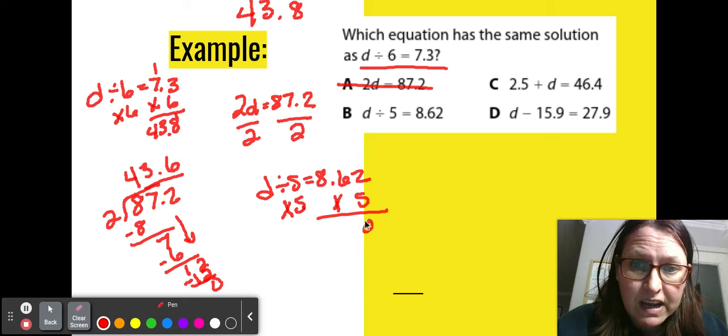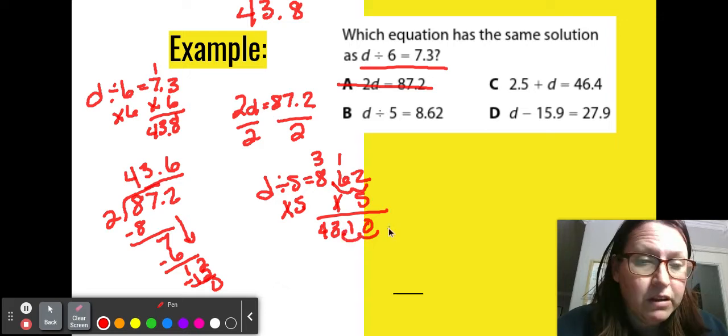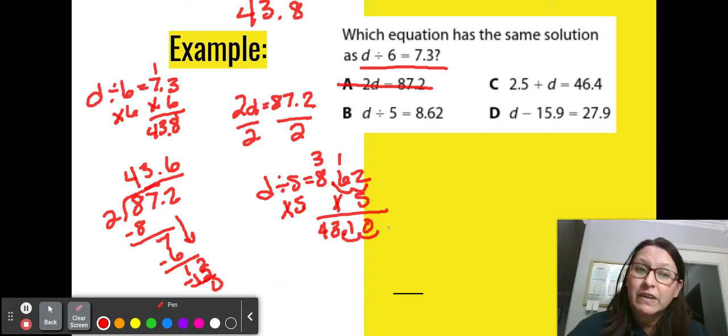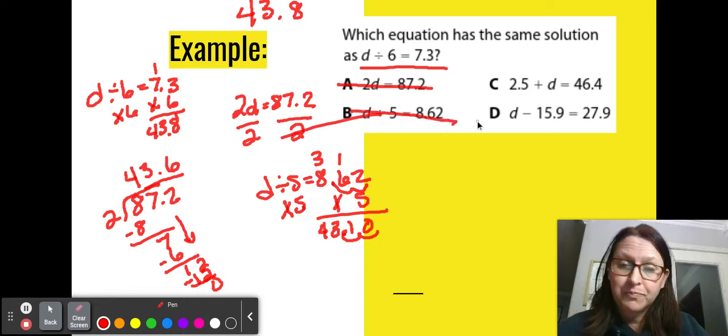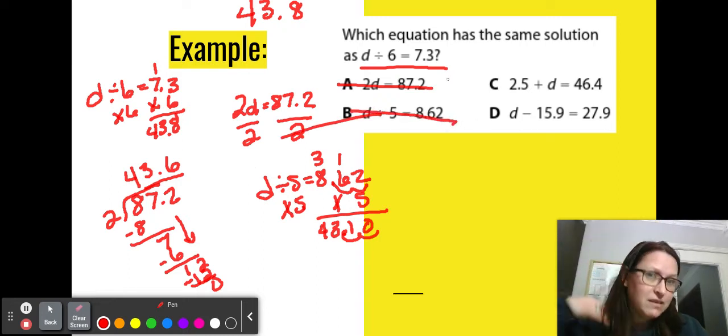2 times 5 is 10. 6 times 5 is 30 plus 1, 31. 8 times 5 is 40 plus 3 is 43. I have 2 decimal places. 43.1, that's also very close, but that's not the same answer, so I'm going to cross it off. Let's look at number C.